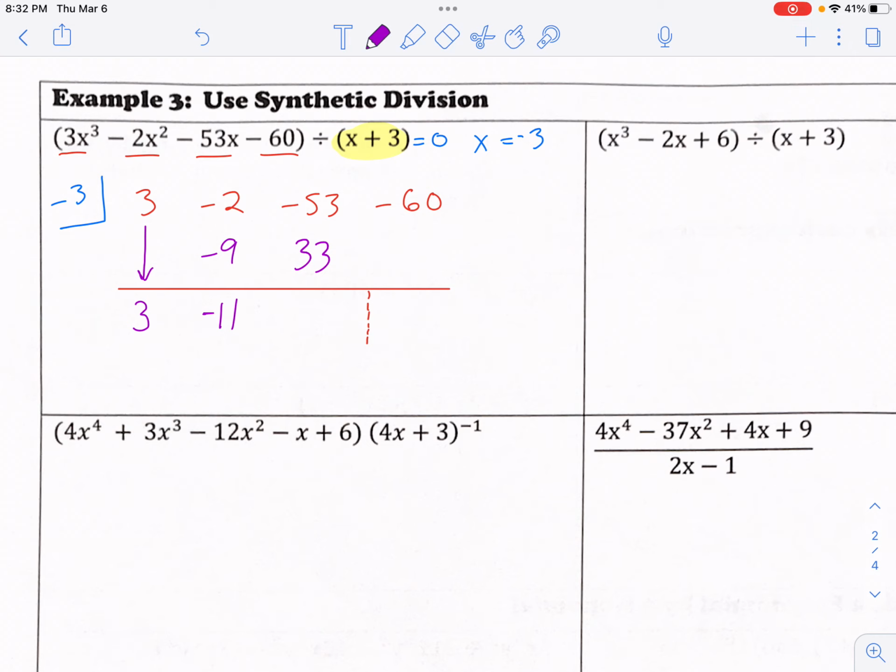Alright, after that, we're going to add going down, and we're going to get negative 20. Alright, after that, we need to multiply to go over. Again, we're going to multiply negative 20 by negative 3, and we are going to get positive 60. And then last but not least, we will add going down, and this is going to be 0.